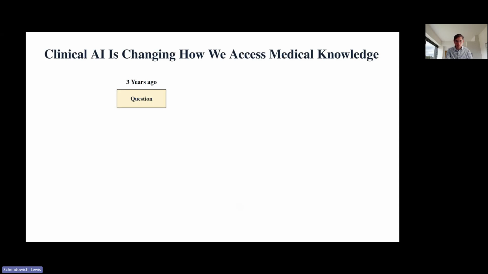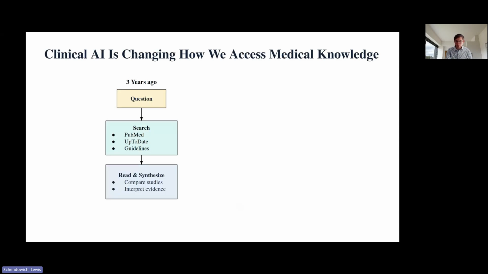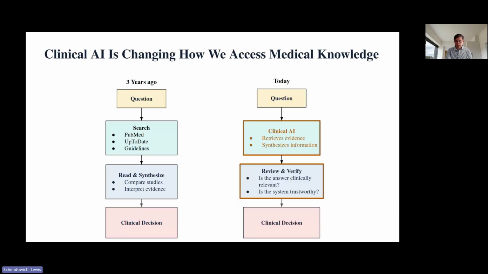3 years ago, when we had a clinical question, we searched PubMed, UpToDate, national guidelines like NCCN, and we reviewed the evidence and formulated a plan. Today, clinical AI can retrieve and organize much of the information for us.